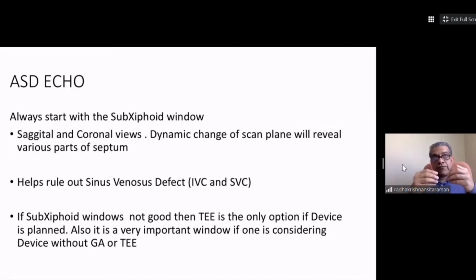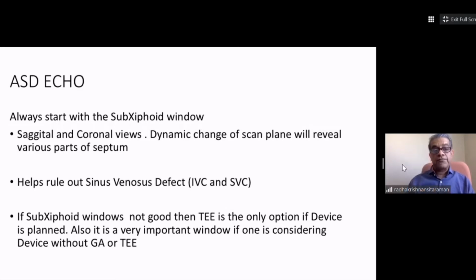Because if you look at these reports, especially echo reports, one actually tends to measure the smallest part of the atrial septal defect. Unfortunately, that is not enough. You have to measure the largest portion of the atrial septal defect in order to say whether it is suitable for a device. And this usually happens when you have these fixed sagittal and coronal views and you don't change the dynamic nature of the scan plane, and then miss out on the largest size of the defect and then tell them, oh, this is suitable for a device closure.